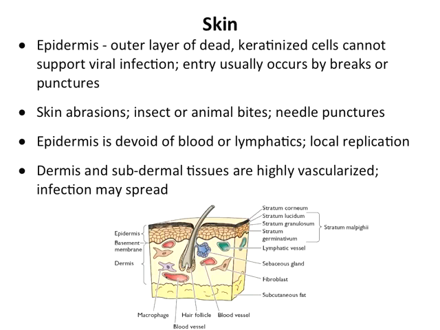If you infect the very upper layers, there is not a lot of vascularization and transport there. It is not easy for viruses to spread, but if they can get to the underlying layer, the dermis, then they can spread to other tissues.